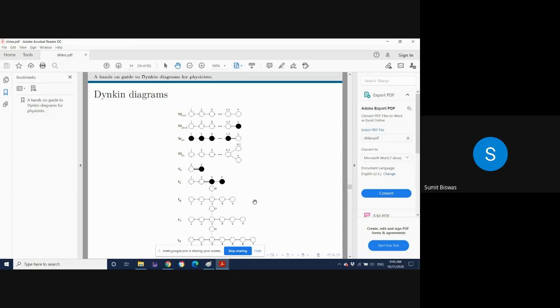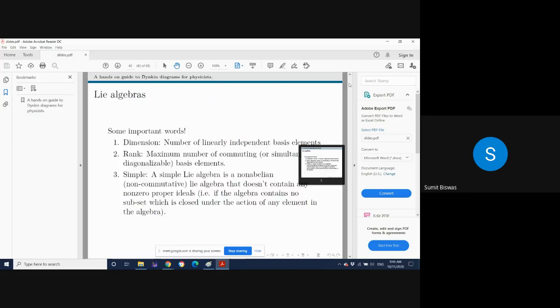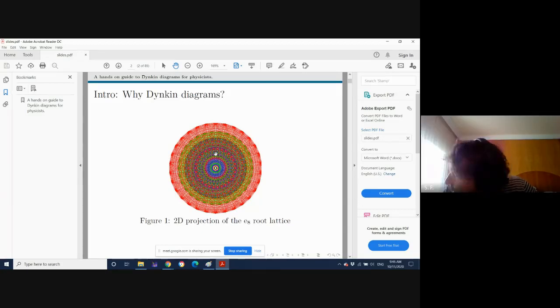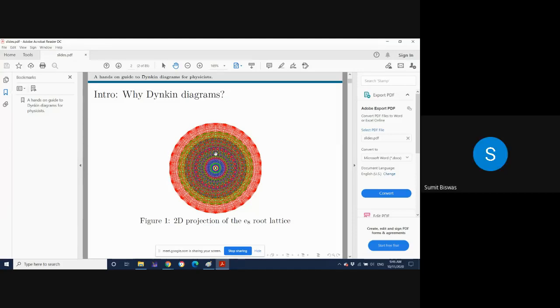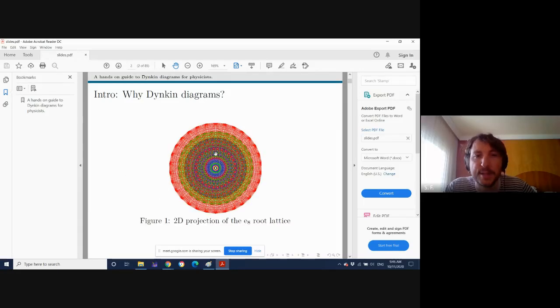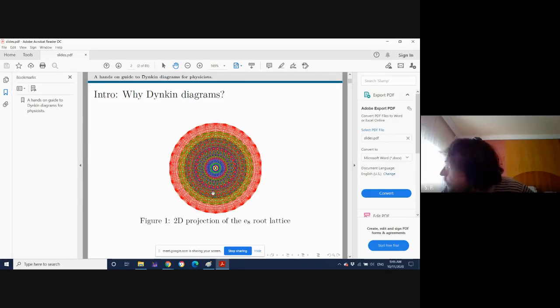And E8, in your first page you show a 2D projection of E8 root diagrams, right? There's the Dynkin diagram. Yes. Yeah, that's exactly right. So this is the largest of the exceptional groups, and this is the example I used at the beginning.